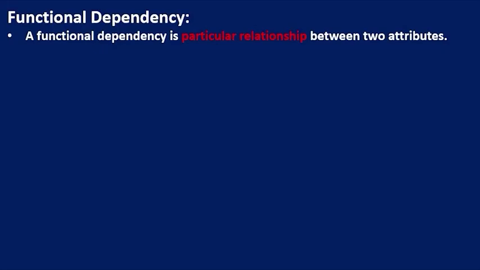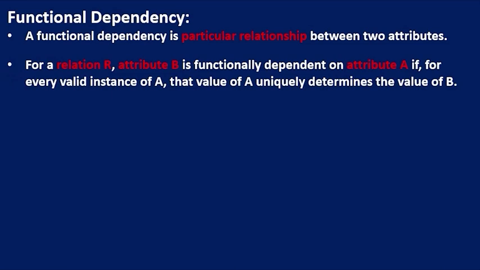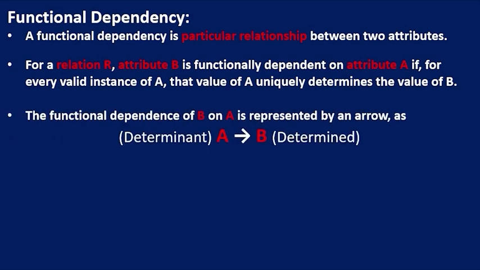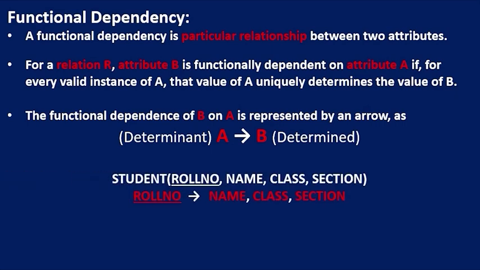Now we will see functional dependency. A functional dependency is a particular relationship between two attributes. For a relation R, attribute B is functionally dependent on attribute A if for every valid instance of A, that value of A uniquely determines the value of B. The functional dependence of B on A is represented by an arrow as A determines B. Here A is determinant and B is determined.